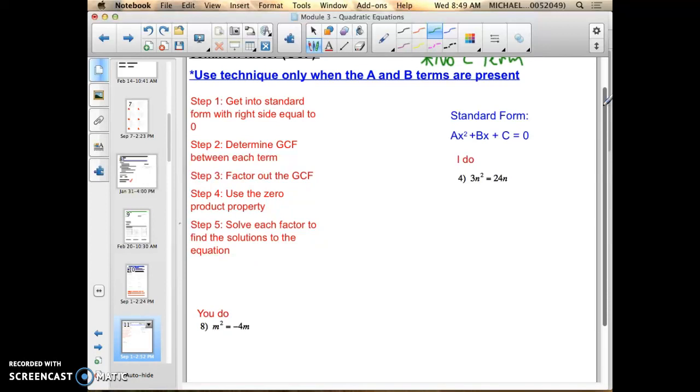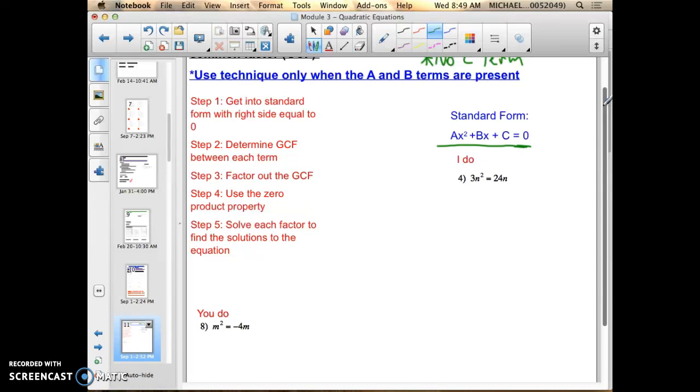The first step says to get it into standard form with the right side equal to 0. If you notice, now these are equations. This whole module is called quadratic equations. An equation is signaled by the equal sign. 3n squared equals 24n. My goal in step 1 is to get it to equal 0 on the right-hand side. I have listed standard form up here. It's ax squared plus bx plus c equals 0.